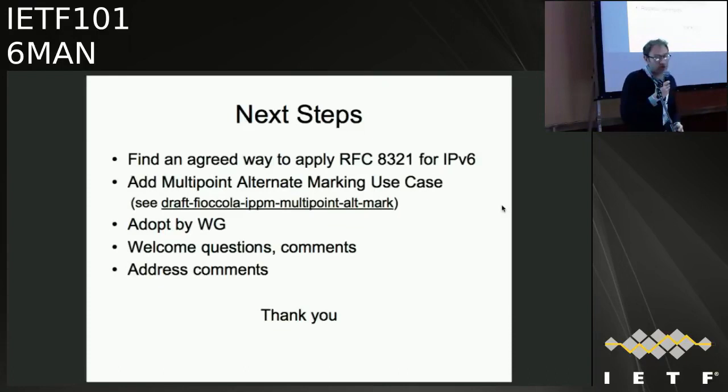And we want to add also a multi-point alternate marking use case that extends this methodology. It is a generalization for multi-point to multi-point paths. And okay, please, comments, questions, and other feedback. So any comments? And I think please keep the focus on where we can find these 2 bits. I think in V6, I guess that's the main question asked.